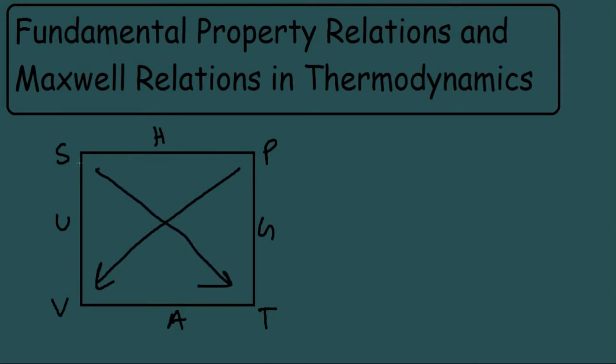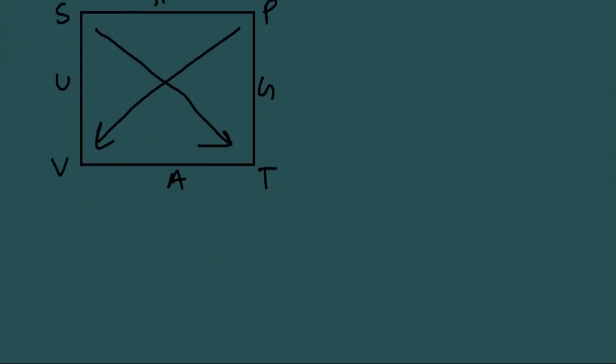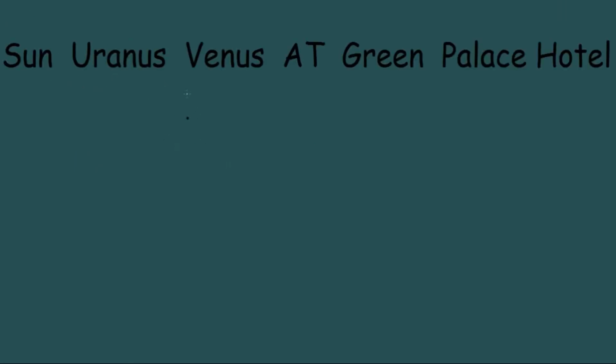Now in order to remember this SUV at GPH, I have a sentence. These are known as mnemonics. These are used to remember a certain sequence. So this is the sentence that I have: Sun, Uranus, Venus at Green Palace Hotel.